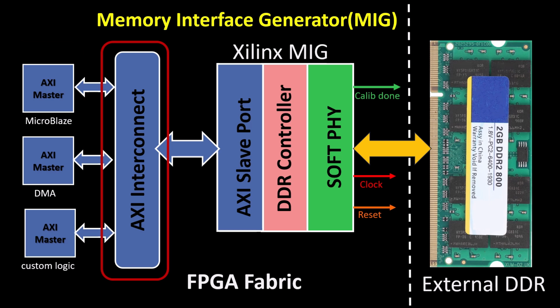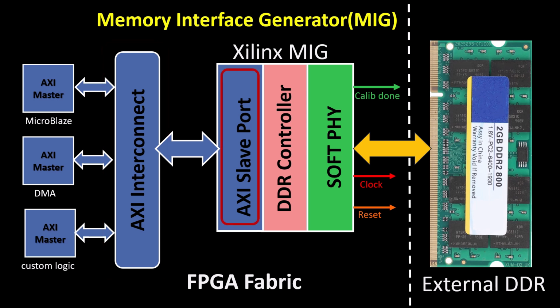Between the master IPs and the MIG, there is an AXI interconnect that makes it possible to connect multiple masters to a single slave port. It handles arbitration, routing, and timing for multiple concurrent masters. The MIG can be divided into three different sections.